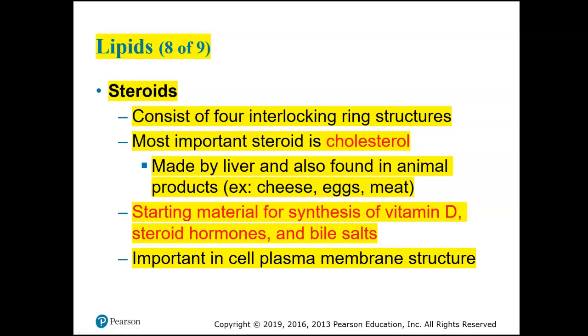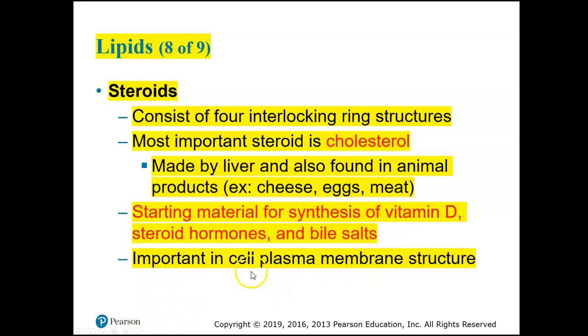So steroids are lipids that consist of 4 rings. And the most important steroid is cholesterol. Cholesterol is made by the liver, and it also can be obtained in our diet by eating cheese, eggs, and meat. But our liver does make it, and it's the starting material for the synthesis of vitamin D, for steroid hormones like testosterone and estrogen, and for bile salts, which are produced by the liver that help emulsify fats or break down fats.